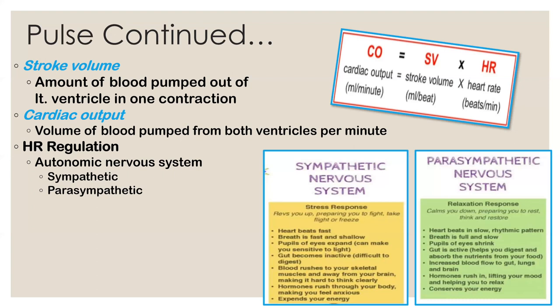And then with heart rate regulation, heart rate is mainly controlled by the autonomic nervous system. So the autonomic nervous system regulates the heart rate. Sympathetic stimulation is your fight or flight response. We all know when we get nervous or scared, that increases our heart rate and thus increases our cardiac output. That's our sympathetic nervous system working.